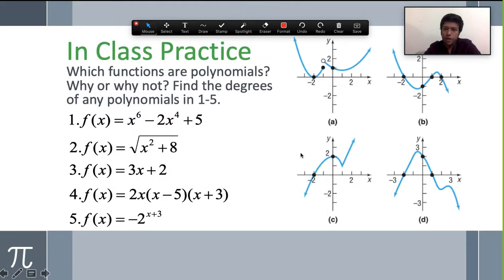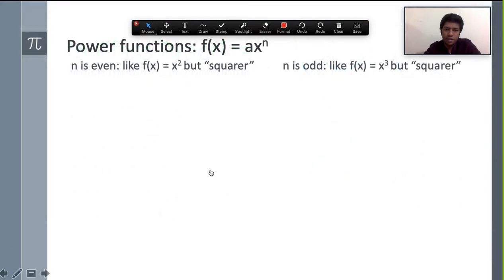Now we'll try to identify which one is polynomial and which one is not during the class time, or you can even practice it now, before the class also.